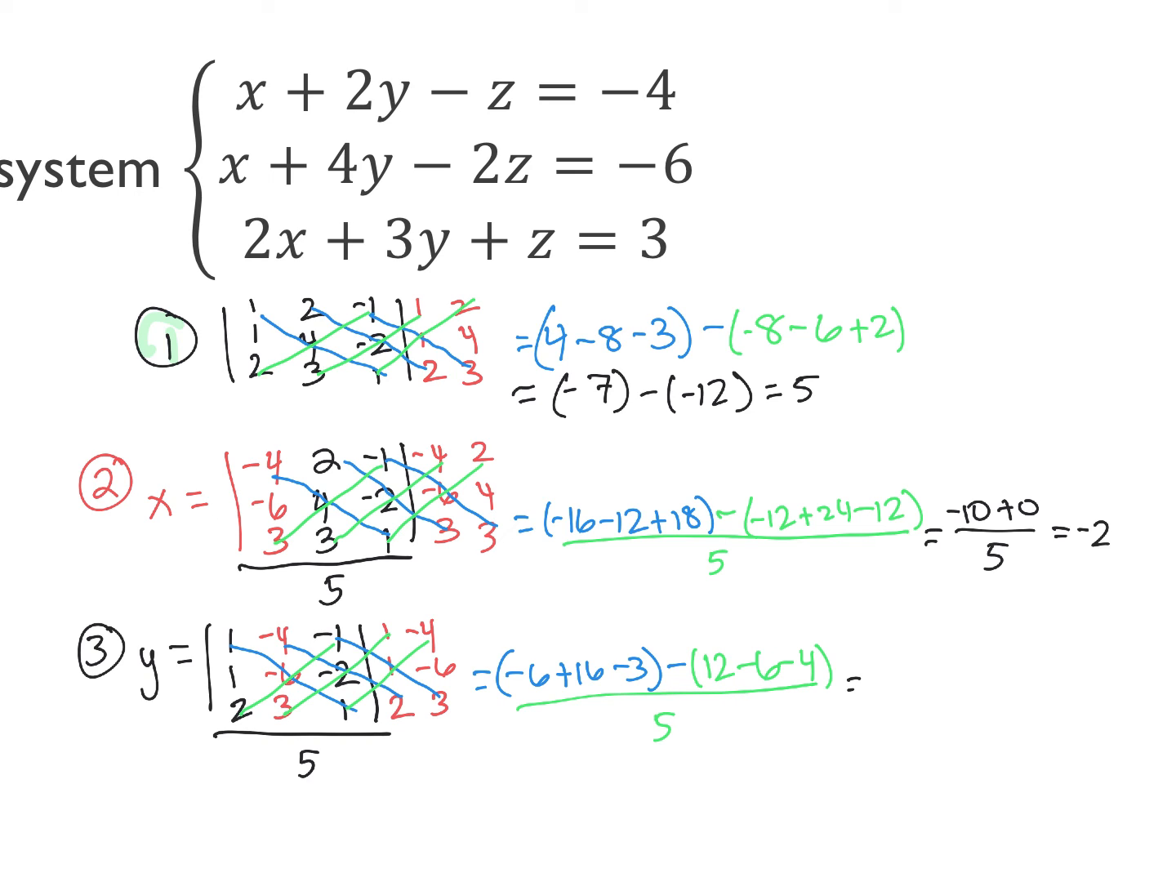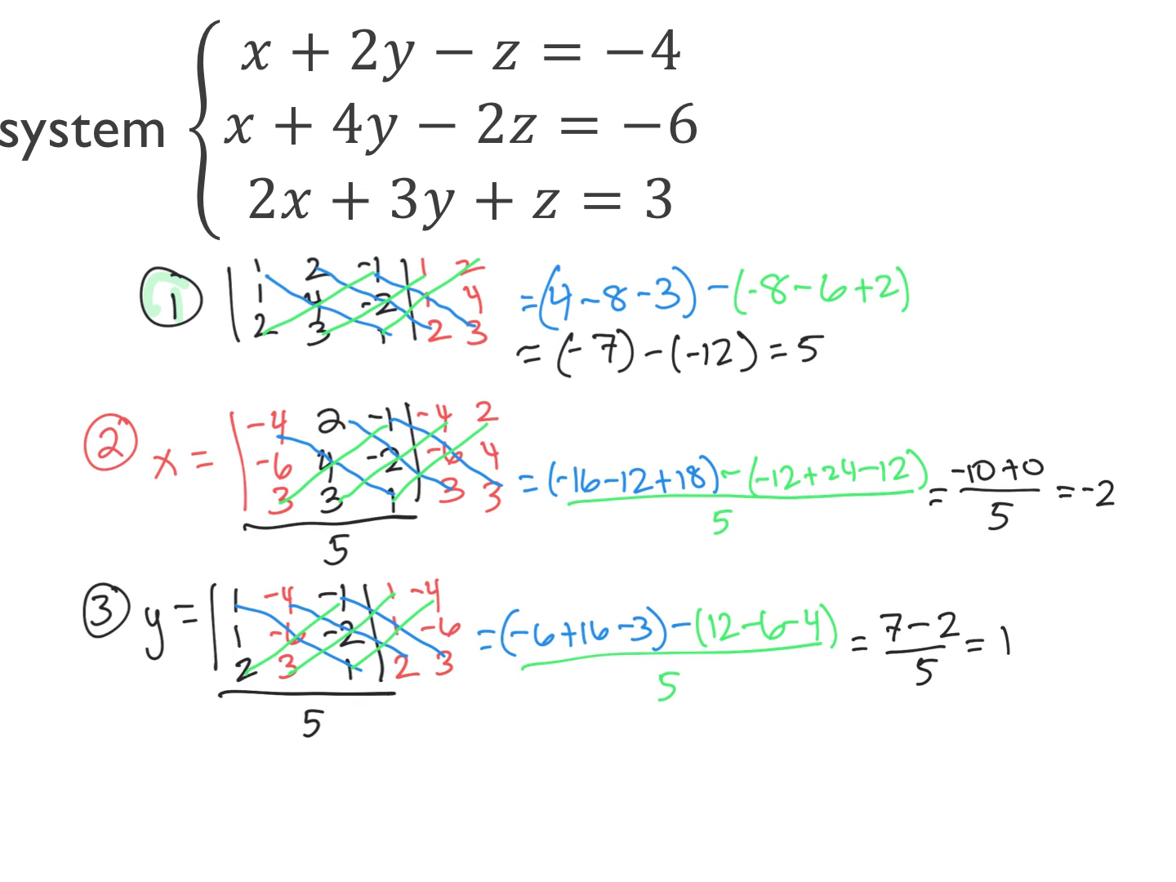To clean it up, notice we'll have 7 minus 2 over 5, which gives us 1. And then last but not least, we're going to find Z. Okay, so that's our next step.